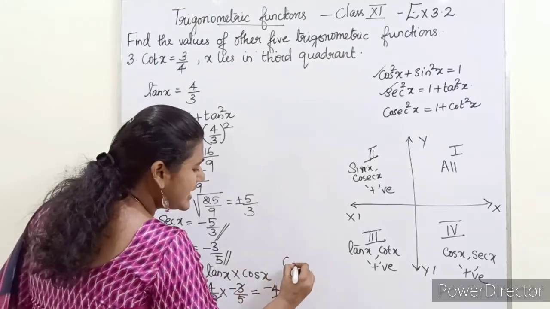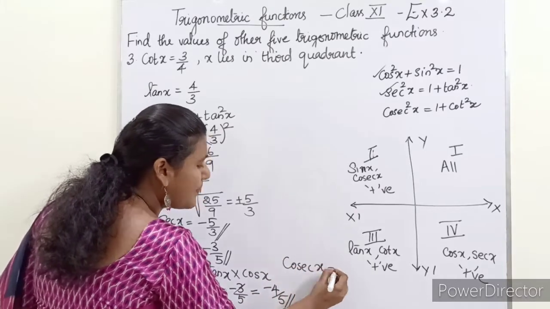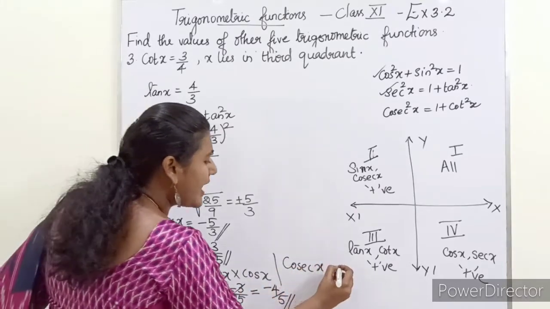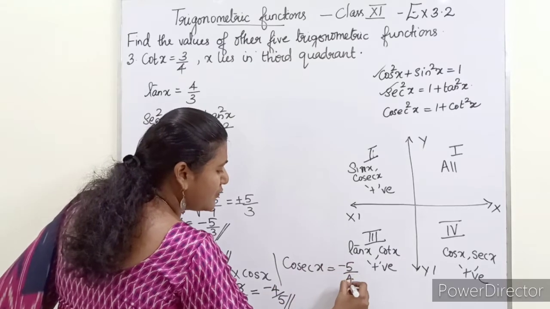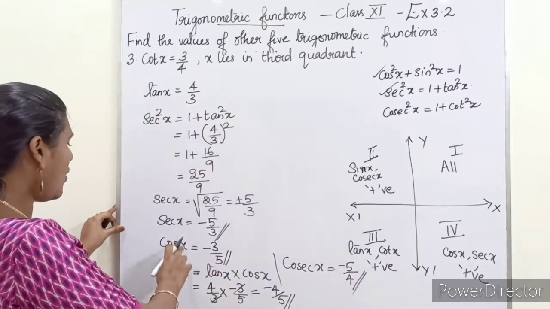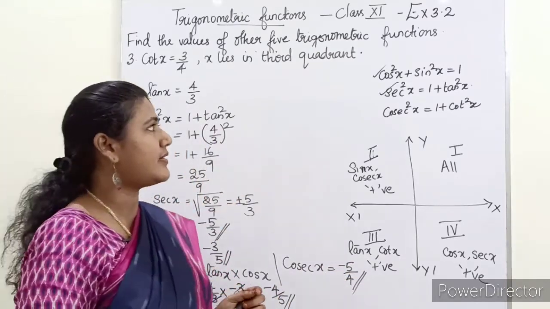Now we have cosec x. Cosec x is the reciprocal of sin x, so the answer is minus 5 by 4. So we have found all the 6 trigonometric functions.